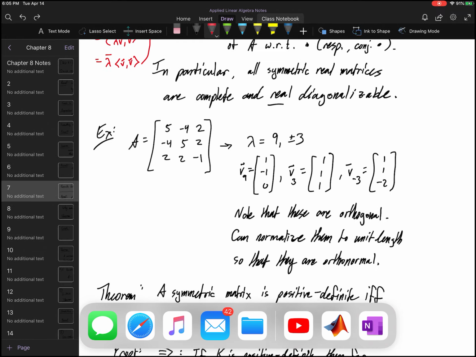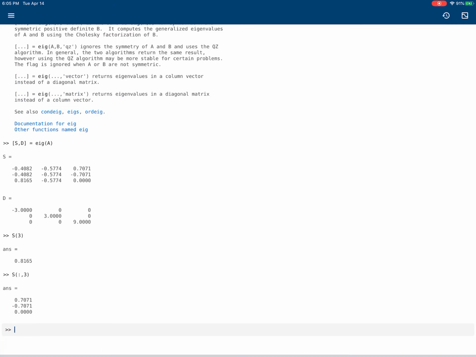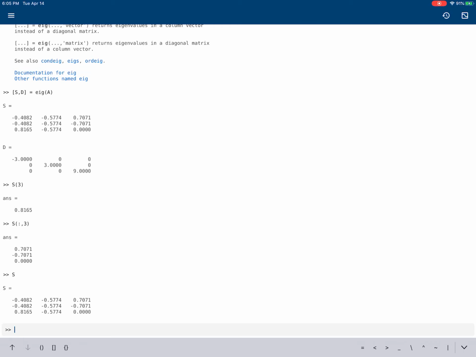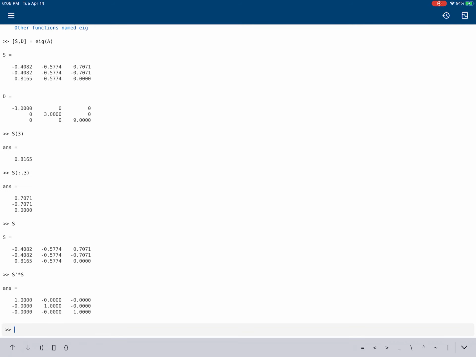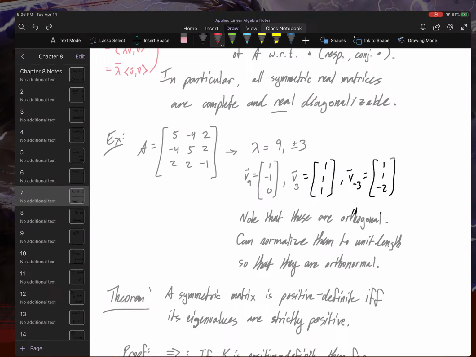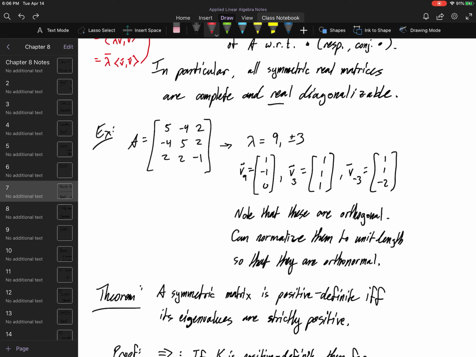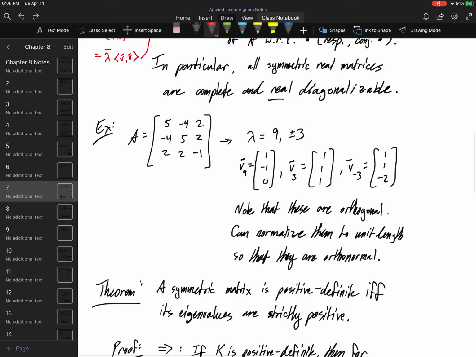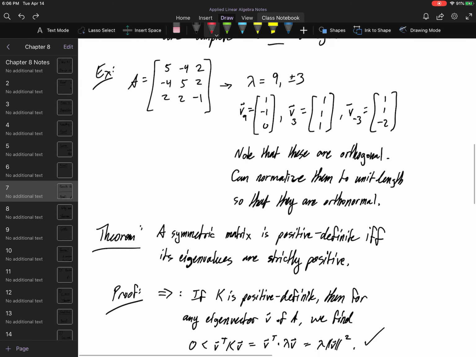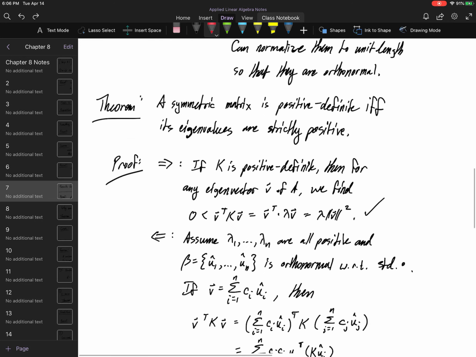Wonderful. And we can note, oh, I shouldn't have done that. We can note that all three of these guys are orthogonal, right? And how can we do that? Well, go check it in MATLAB. S here is the matrix of eigenvectors. So if I do S prime times S, lo and behold, I get the identity matrix. So this is an orthogonal matrix, S. Awesome. So we do wind up with the correct thing. We do get orthogonal eigenvectors, and in fact, MATLAB computes an orthonormal collection.